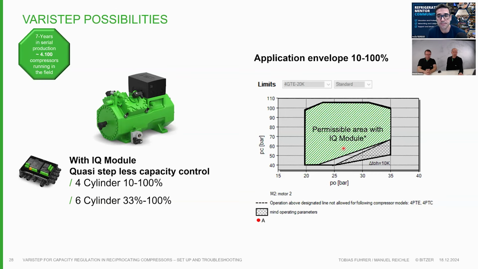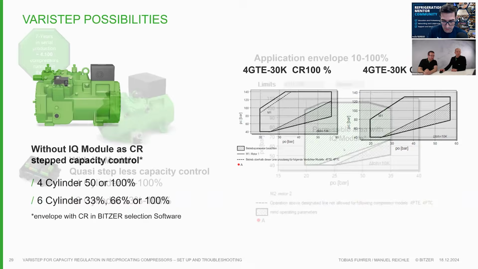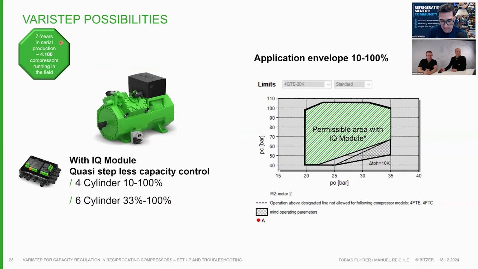Perfect. Very correct. One number we want also to highlight, we have had the Varistep for 7 years now. And we have 4,100 supermarkets running with the Varistep as lead compressor. 4,100. Okay, wow.